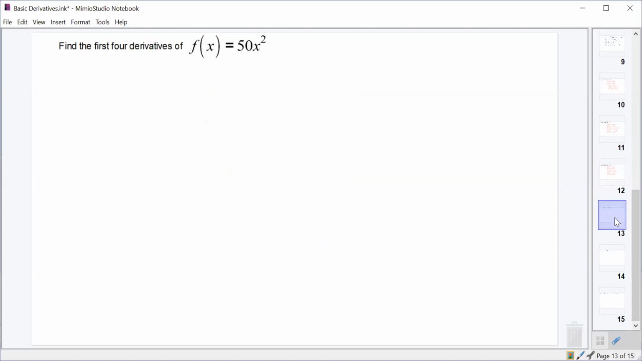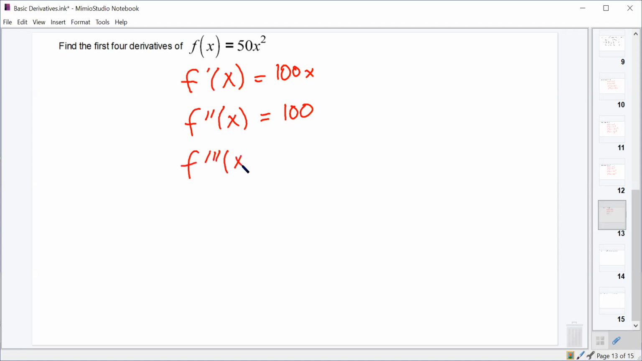Last one of these I think I got up here for you guys to do. First 4 derivatives of 50x to the 2nd power. So f prime of x should be what? 100x. Our second derivative should be what? Just 100, right? Our third derivative should be 0. And what about our fourth derivative then?